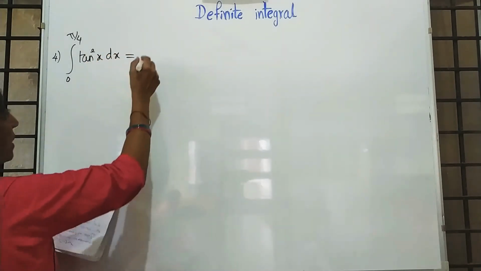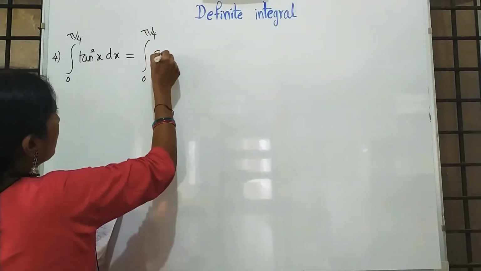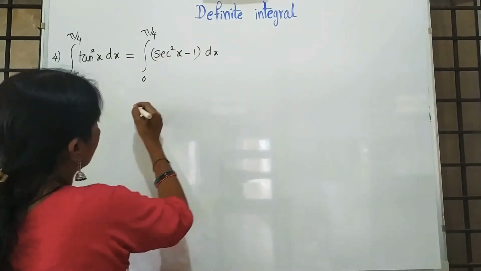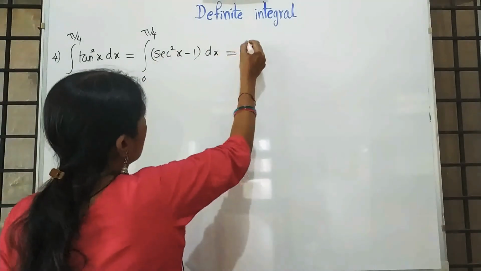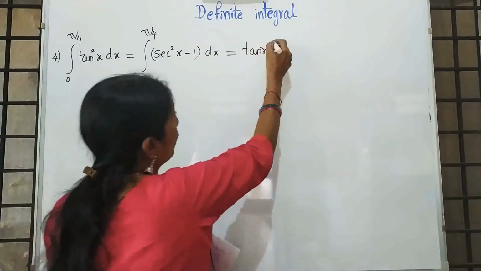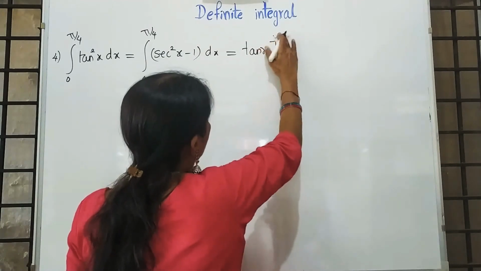So, what is the integration of tan square? We are not familiar with integration of tan square, but you can write secant square x minus 1. Now, integrate. What is integration of secant square x? Tan x. And in the middle, if you have a plus or minus, for each term, write down the limit separately. So, your calculation will be simple.